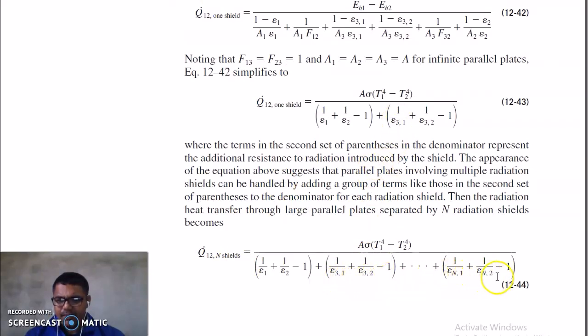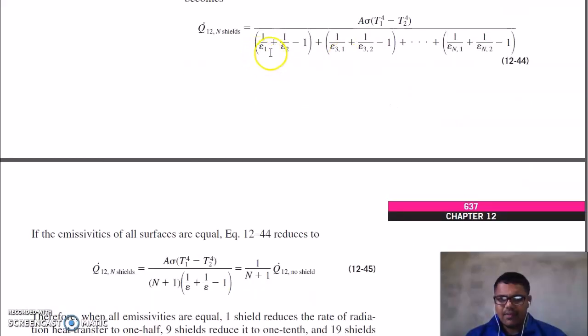For n shields, we can generalize this term. We can add additional resistance. If you add additional resistance or additional shield, you will get this, and for n shields, these terms will go up to n.